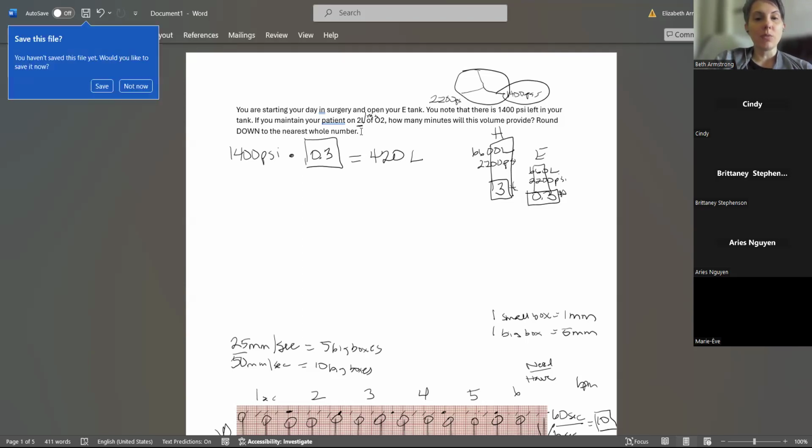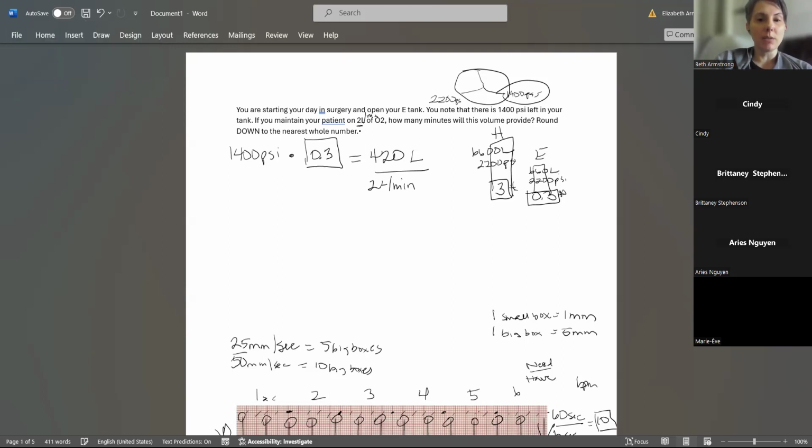All right, now we need to know how many minutes are going to be left for our patients. Okay, so we're going to be running our patient at 2 liters per minute. So we are going to divide this by 2 liters per minute, and this is going to give us how many minutes we have left. All right. So divide by 2, we end up getting 210 minutes.